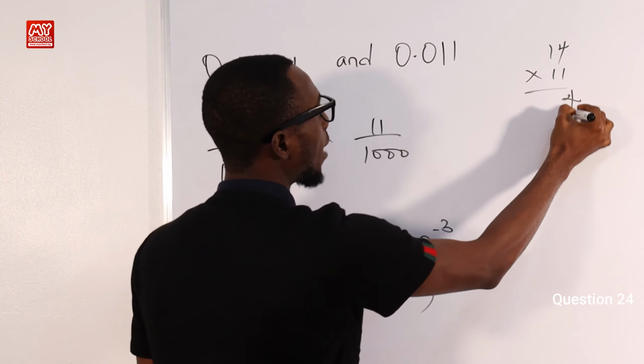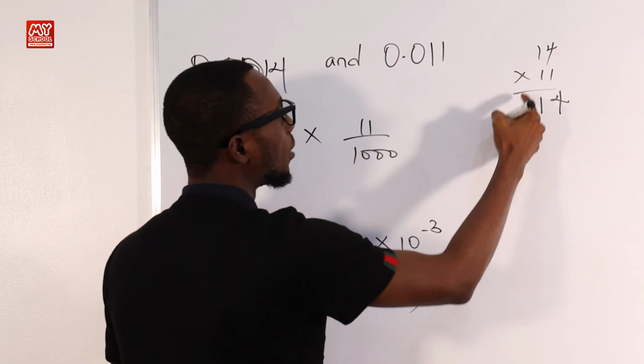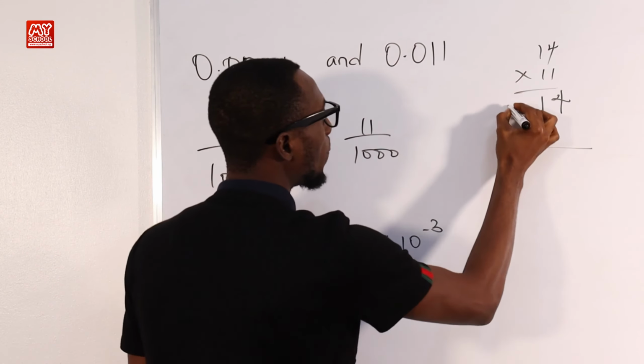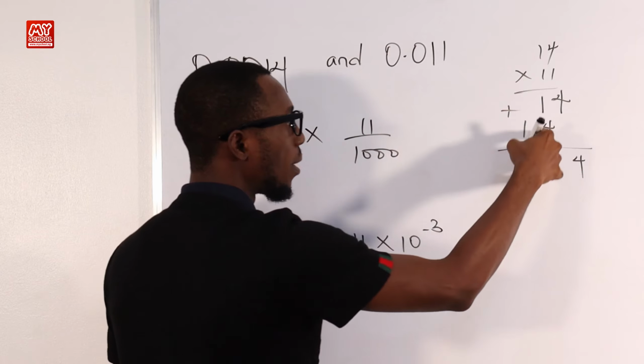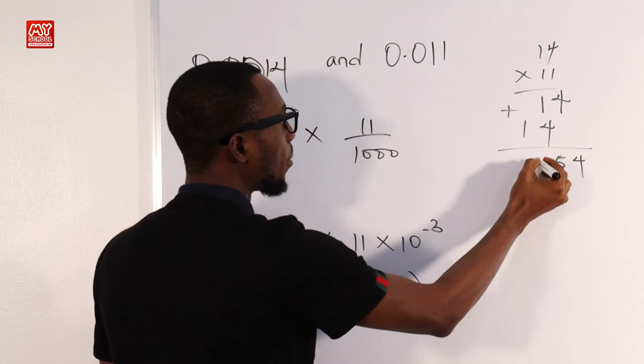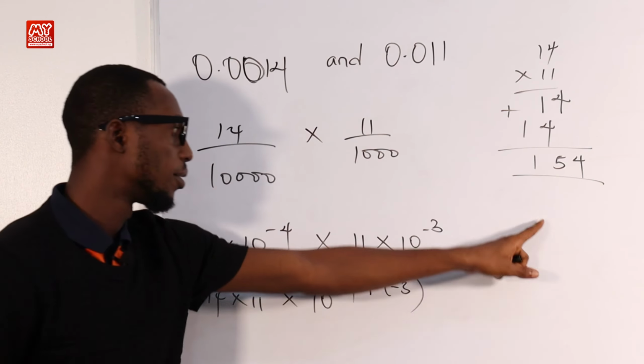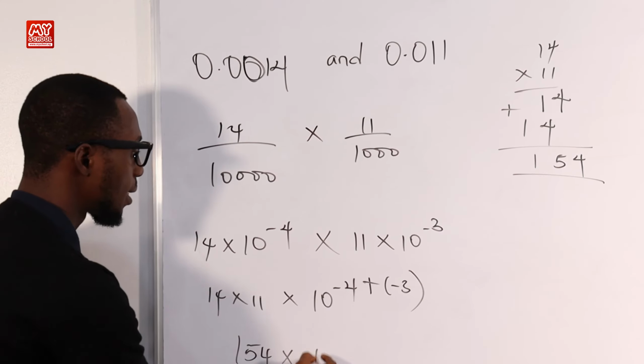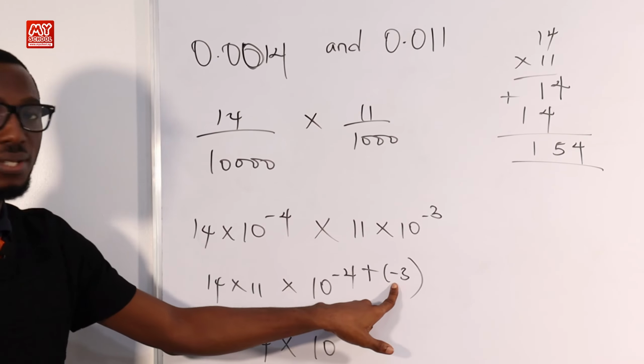1 times 4 we have 4. 1 times 1 we have 1. 1 times 4 we have 4. 1 times 1 we have 1. By the time we add up we have 4. 1 plus 4, 5. 1 plus nothing, we have 154. So readily we have 154 times 10 raised to power plus times minus, that is minus.